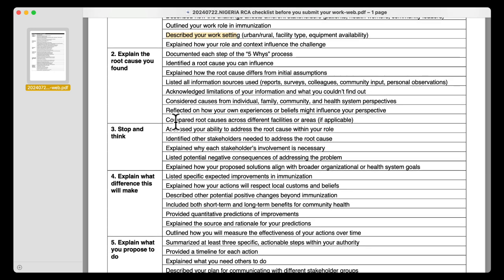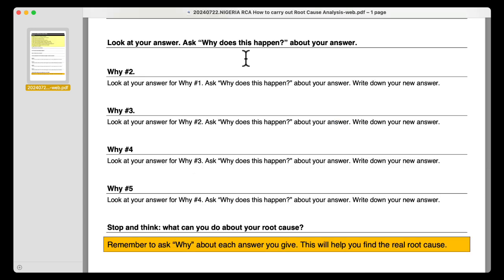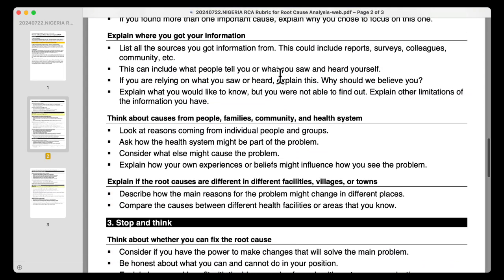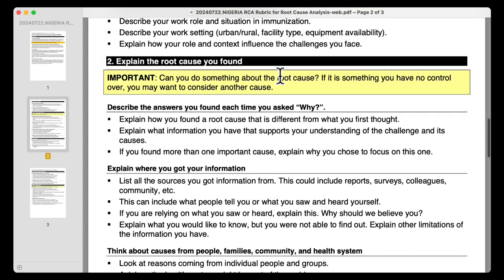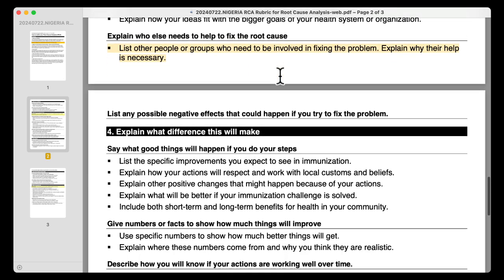If I go to the checklist, have I assessed my ability to address the root cause within my role? Kind of, but I probably could do better. Have I identified other stakeholders? Yes, but it's kind of vague also, and so on. So you use these different tools to self-evaluate your work. And remember, now you're not just doing the 5 whys, you're actually digging deeper. Right now, we're at the stop and think stage.